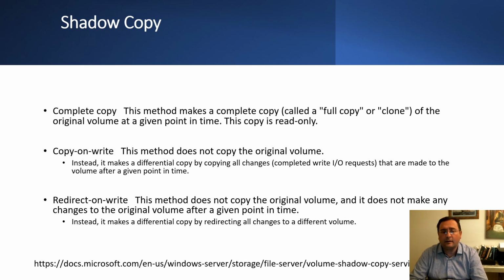So there are various types of shadow copies. The first one is the complete copy. This method makes a complete copy of the original volume at a given point in time. This copy is read only. And the copy on write method does not copy the original volume. Instead, it makes a differential copy by copying all changes that are made to the volume after a given point in time. So this creates a backup of the changes made after a given point in time.